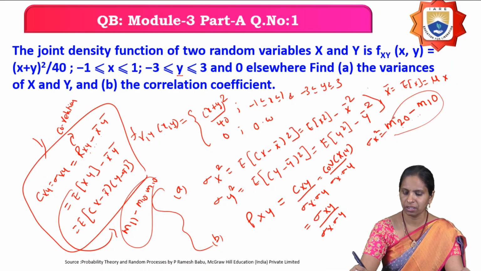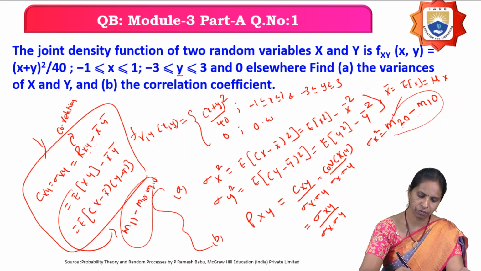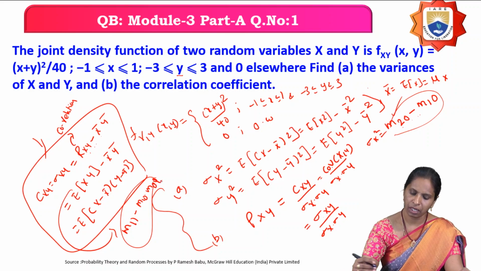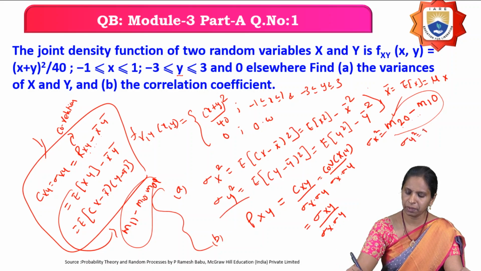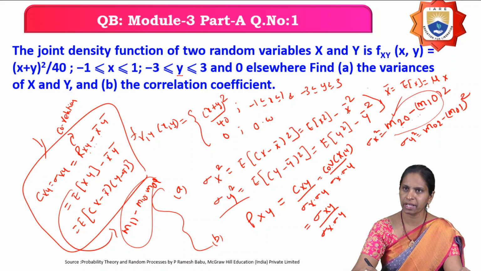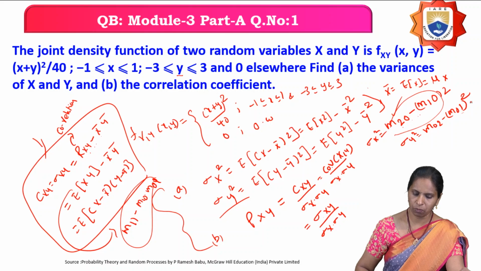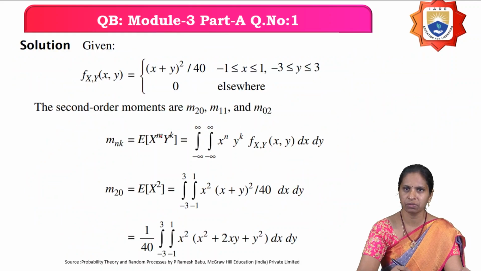So now we have to calculate M20, and similarly M10 into M01. And similarly, you have to calculate sigma y square. What is sigma y square? Nothing but M02 minus M01 whole square, because here also it is nothing but the expectation of y square minus y bar whole square. What is y bar? Nothing but the expectation of y. Therefore, M01 whole square.